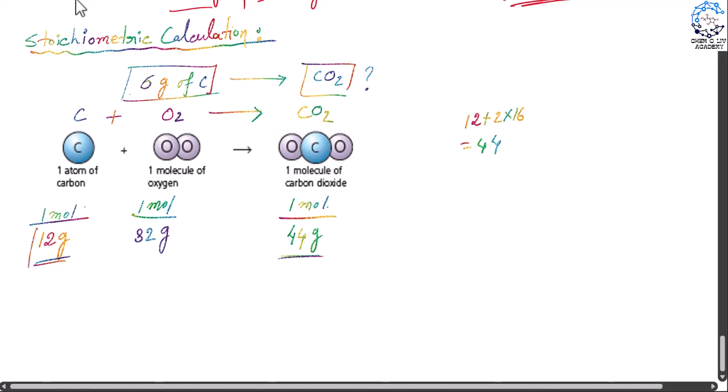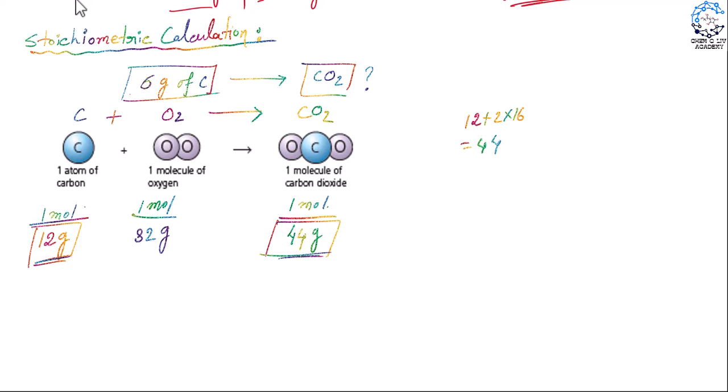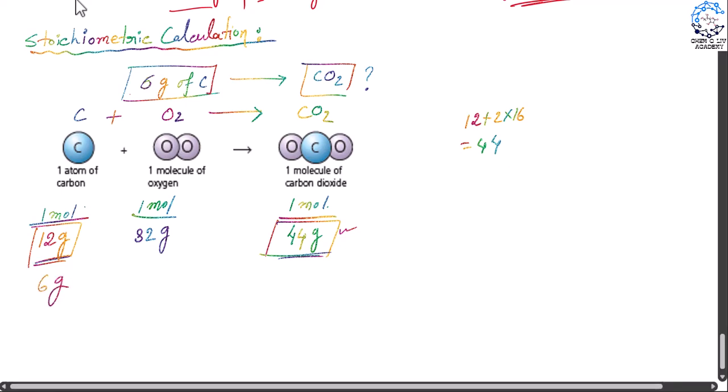Now this ratio is fixed, this ratio is constant, you cannot change this ratio. It means 1 mole of carbon is going to form 1 mole of carbon dioxide only. It's not going to form 0.1 mole or any other moles of carbon dioxide. So that means 12 gram can form 44 gram only. Now if these ratios are fixed, then 6 gram can form 22 gram of carbon dioxide, very simply.